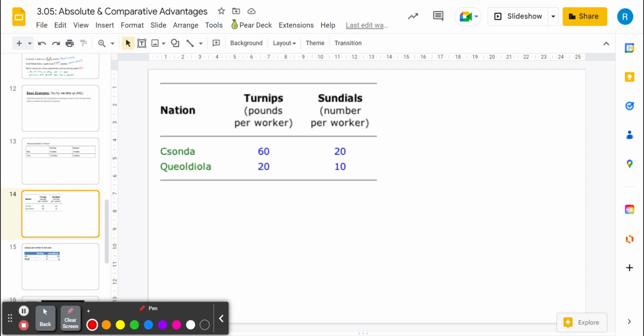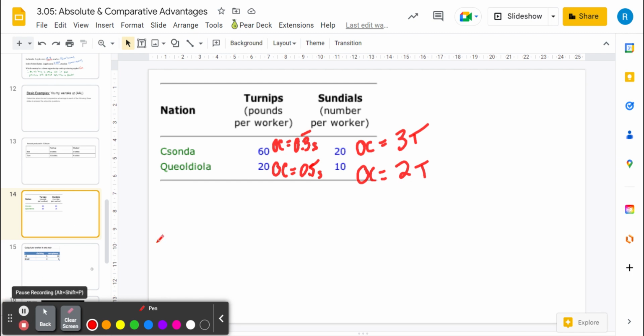All right, let's calculate the opportunity cost of each then. So here, the opportunity cost would equal 0.3 repeated sundials. Opportunity cost of a sundial would equal 3 turnips. Okay. Here, opportunity cost would equal 0.5 sundials. Here, the opportunity cost would equal 2. It's actually the same numbers as the last problem. So, maybe I should have changed this one up a little bit more. Anyway, so let's just follow through and finish it up anyway.